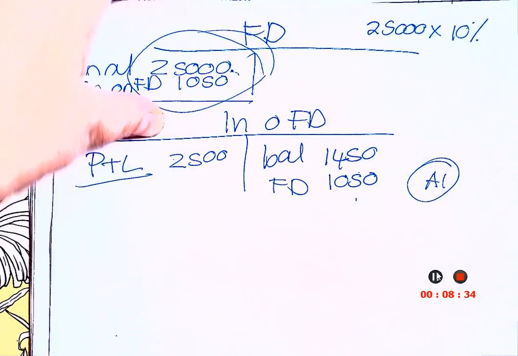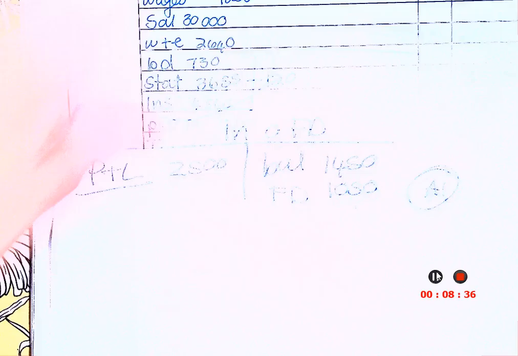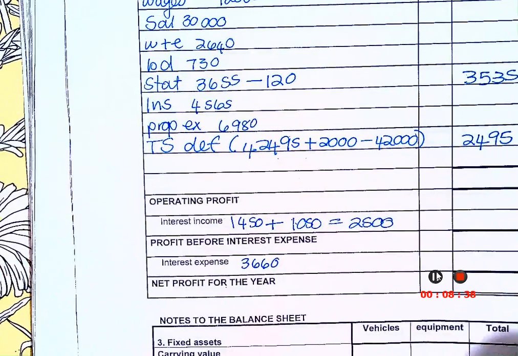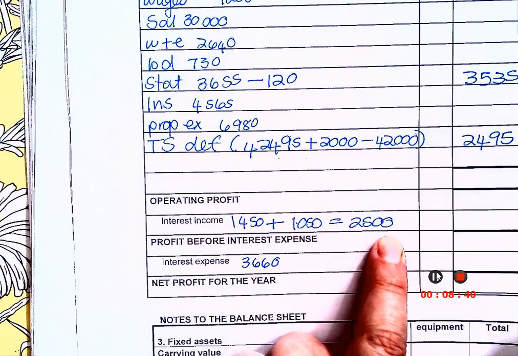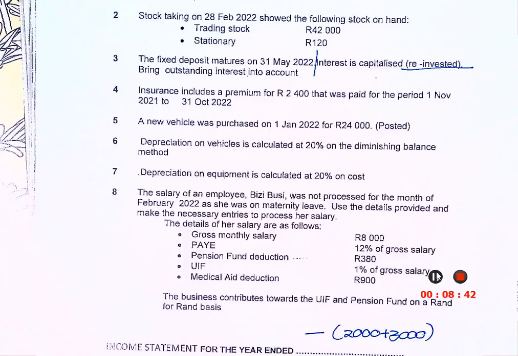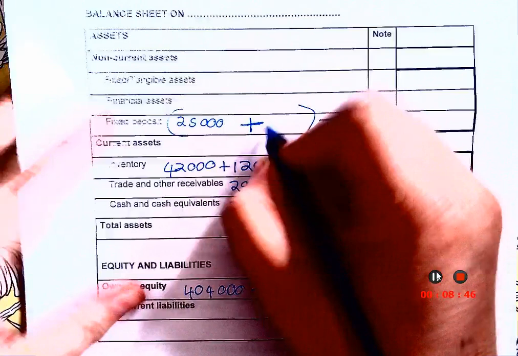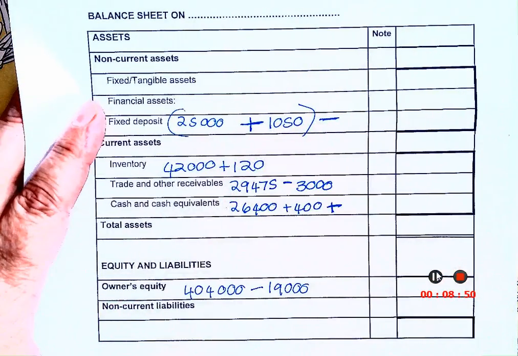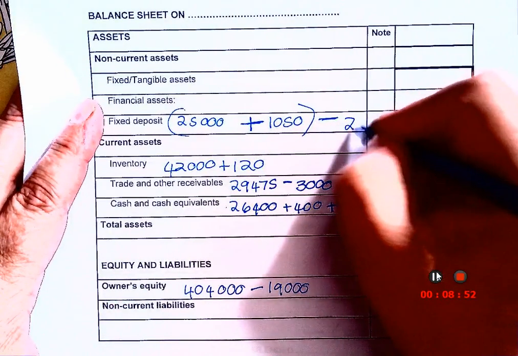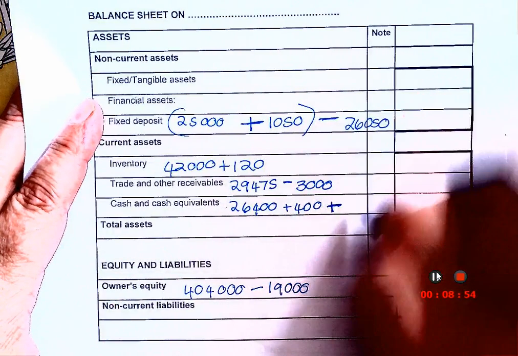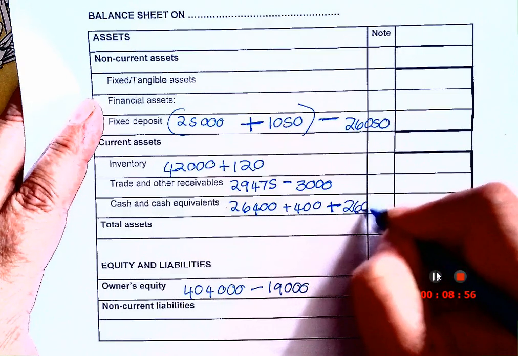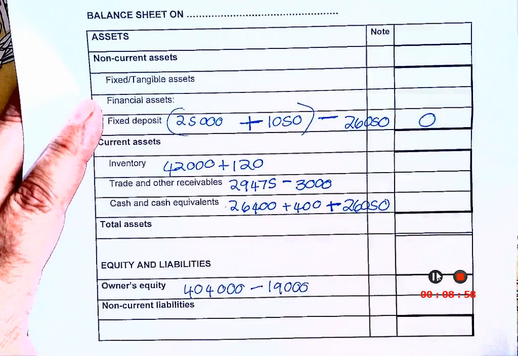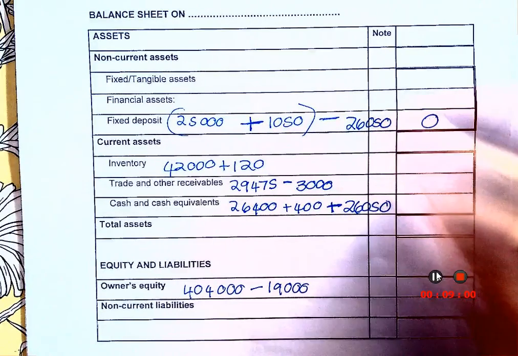You guys with me? So it means this you are short, and if I go to the balance sheet, I still need to add 1,050. So they say the whole thing matures. So 26,050 is going to mature. And this is going to be 0. Can you see?